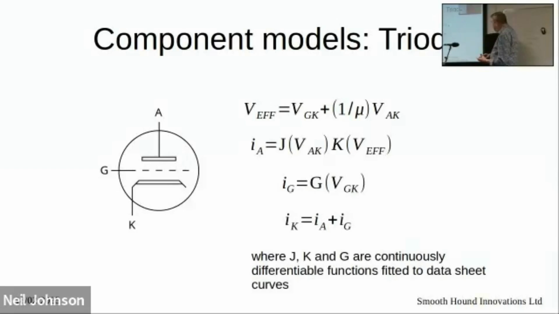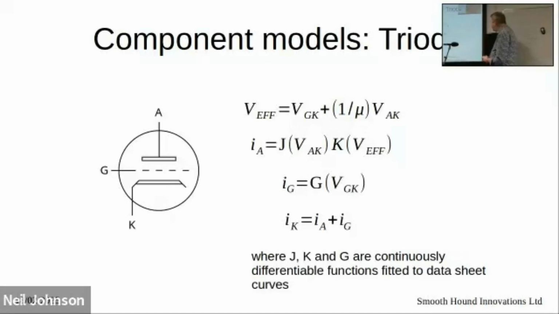There's another feature, however: you won't get any current unless you have a positive anode voltage. It doesn't matter how high your gate voltage is, unless your anode voltage is positive, you won't get any anode current. So that's why we need a second function there, J of VAK. K effective is normally how much current is being pulled through, and the J term is the VAK actually getting the electrons to the anode.